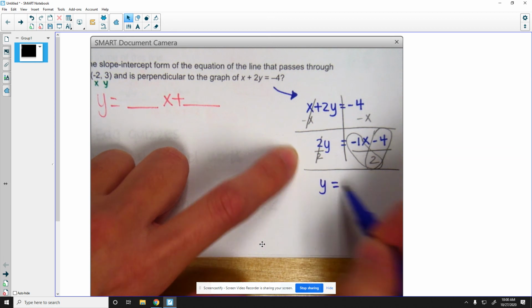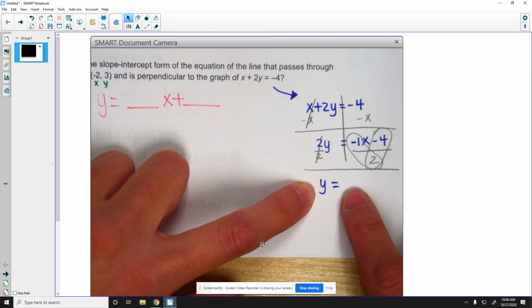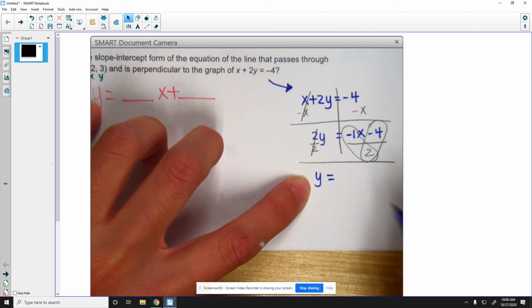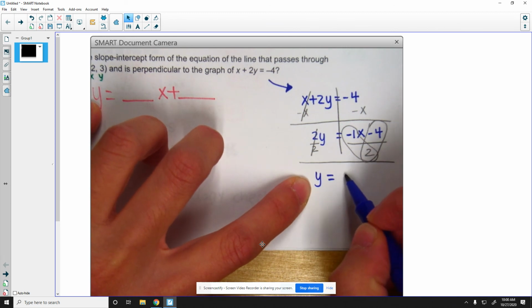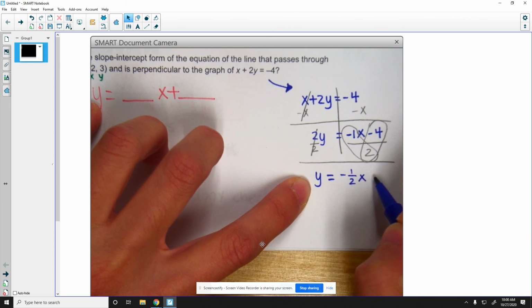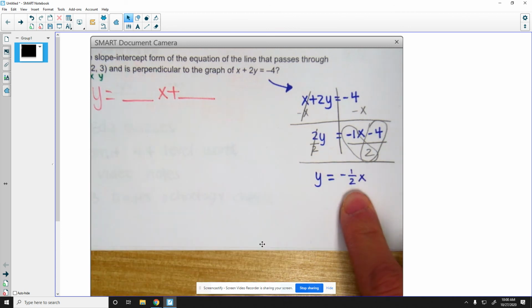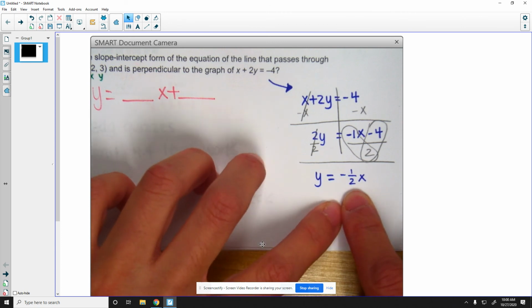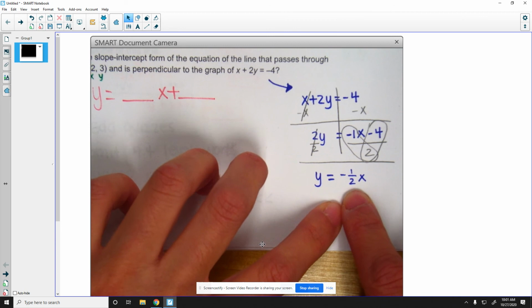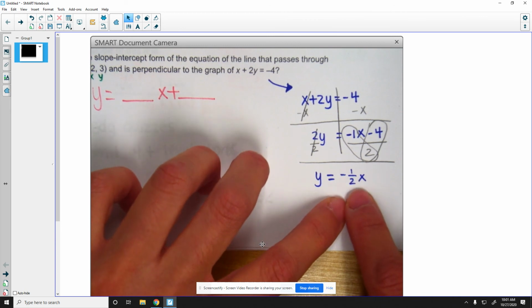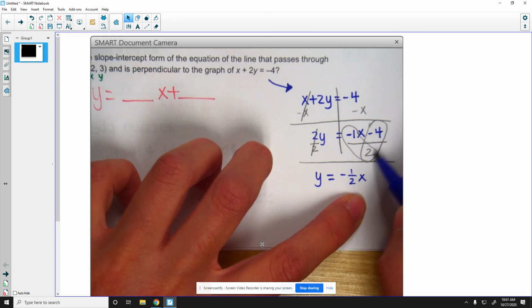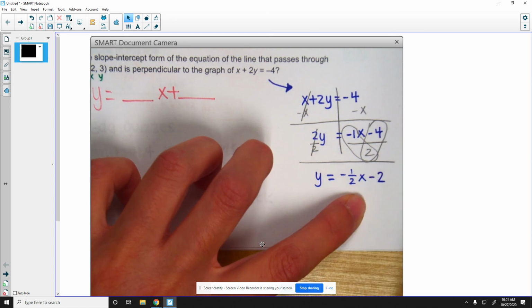Does someone think they can say the whole equation part of the answer? What do you think, Owen? Y equals negative 0.5x minus 2. So no one said negative 0.5x. I wrote negative half. It's the same thing. You can write it as a decimal. You can write it as a fraction because it's not repeating. So however you want to. Remember, if it were repeating, you have to write it as a fraction. Okay. Owen, you said minus 2 because negative 4 divided by positive 2 is negative 2.